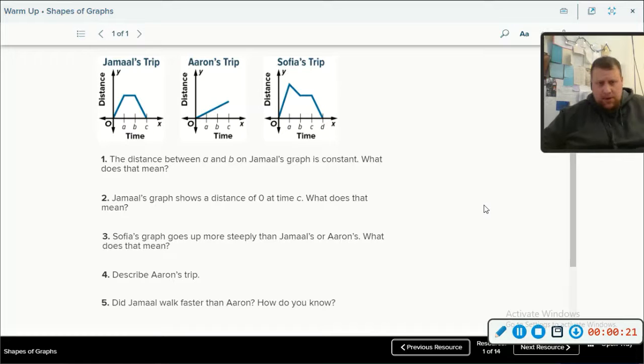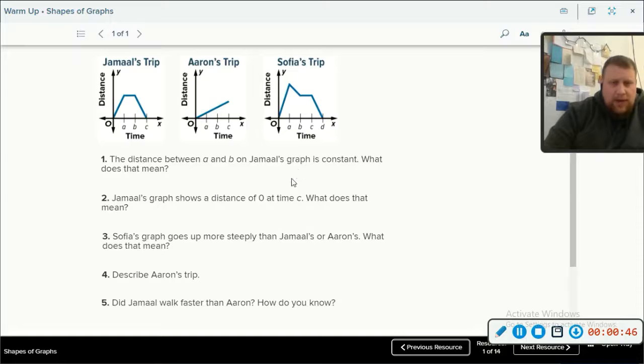All right, now that I'm Starbucks charged, let's look at these graphs. Looks like Jamal went somewhere fairly fast, stopped, and then returned back. Aaron, wherever he went, he just went at a constant rate. And then Sophia, she really booked it and then immediately turned around, walked sort of fast back, stopped for a second, and then returned back wherever she started.